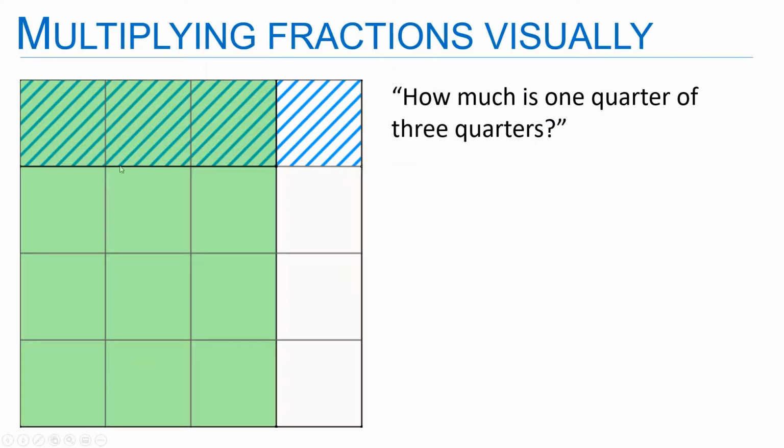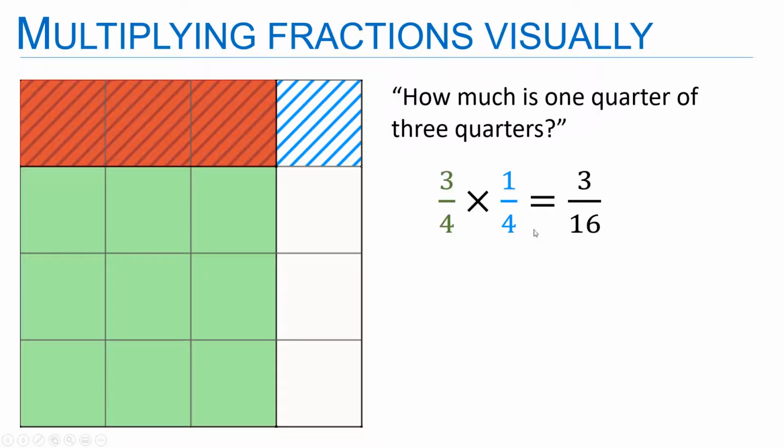The horizontal lines that I used to get this area also divide the green area into 4 equal parts. So 1/4 of the green area, that will be where the green and the blue areas overlap in this red rectangle here. So how much is that as a part of the square? Well, it's 3 little squares out of 16 little squares in total. So 1/4 of 3/4 is apparently 3 out of 16.